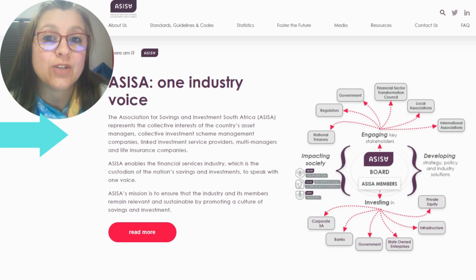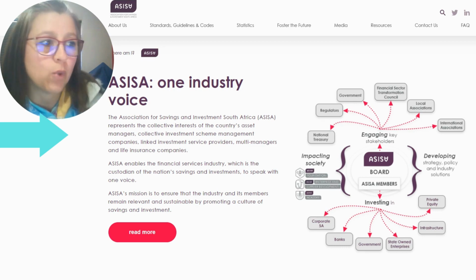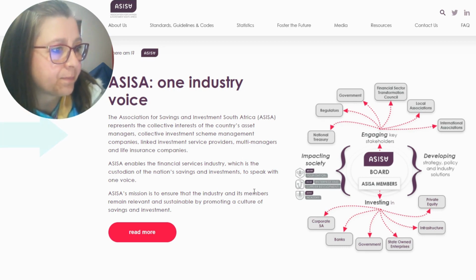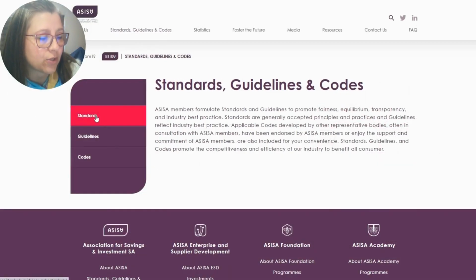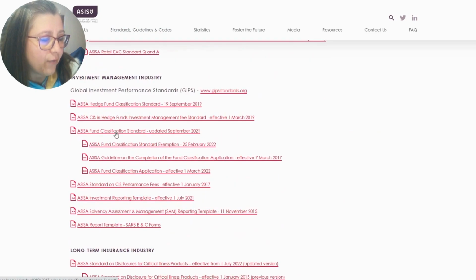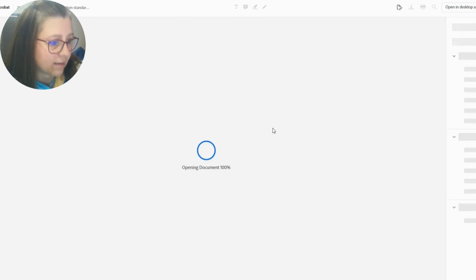So they govern this industry and they set certain standards. And that's what we want to look at today, so that you can understand how to compare and why it is important to understand the different fund managers that you are invested in. We go to standards, guidelines, and codes, and we go to the ASISA fund classification standard. You will see that it opens up a PDF document, which is loading at the moment.